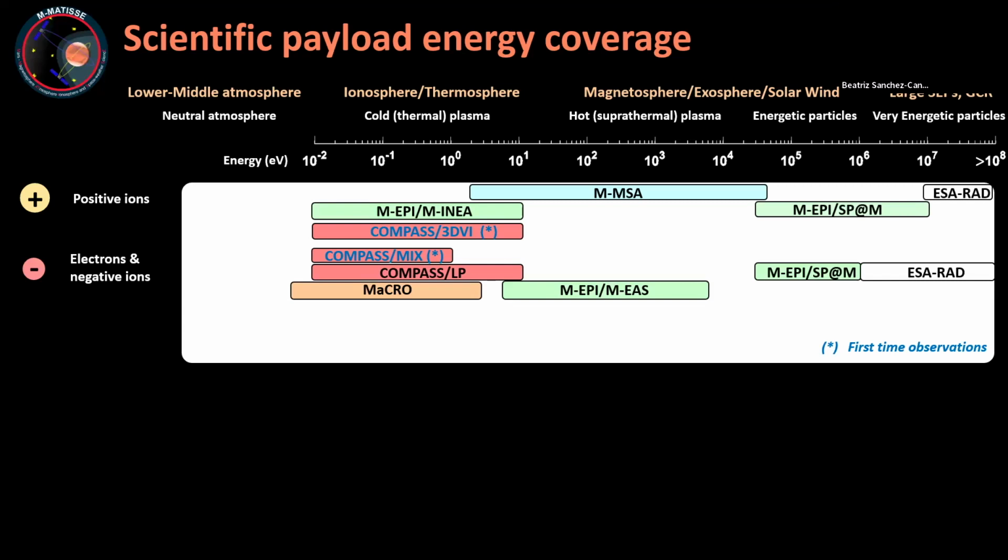We have different instruments to measure different properties. And the ones in blue mean that there is a new observation, so there has not been that before at Mars. For the neutrals, the same. We have instrumentation dedicated exclusively to that, including from the surface of Mars. And the same for the fields.